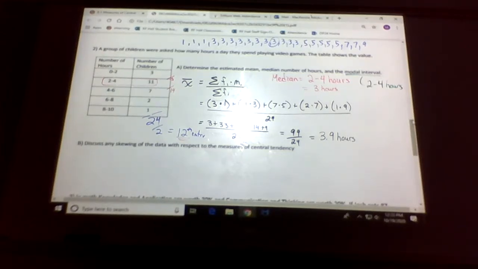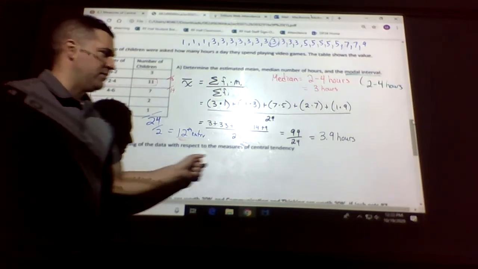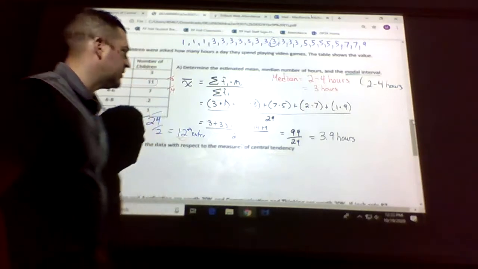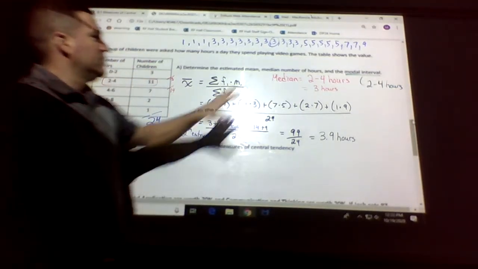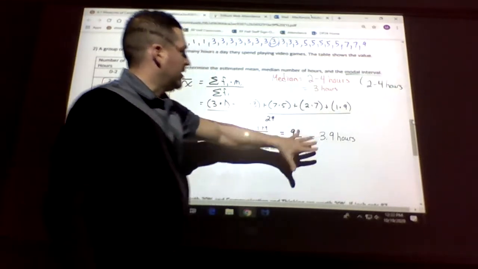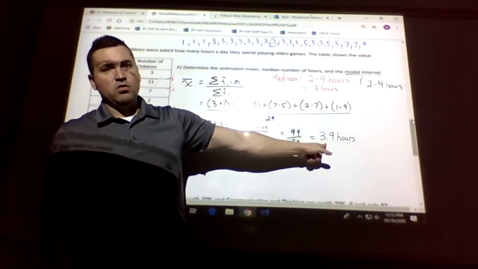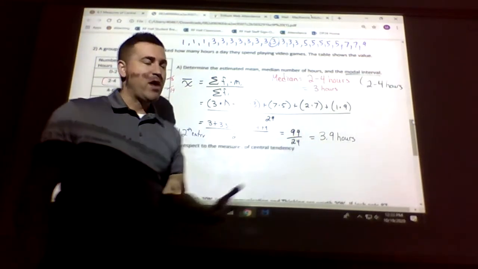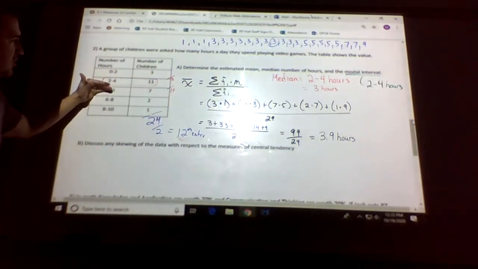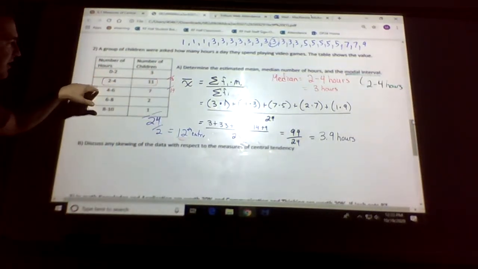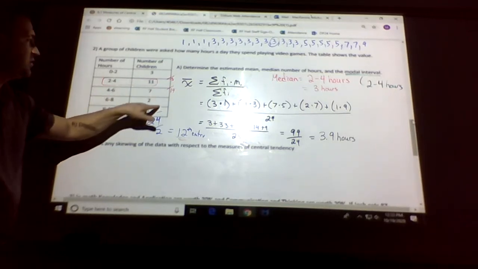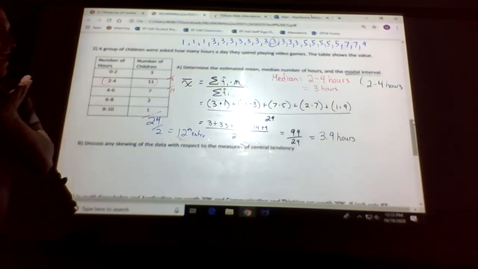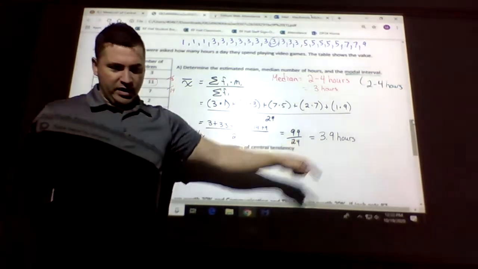Okay. B, discuss any skewing of the data with respect to the measures of central tendency. Well, there's no skewing here, but you notice our average is quite high. It's at 3.9, almost 4 hours. So our average is pulled towards here, and that's because of these couple of children who play so often, they bring the average up to 3.9.